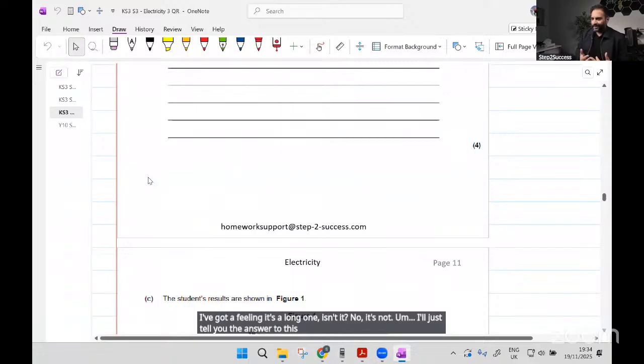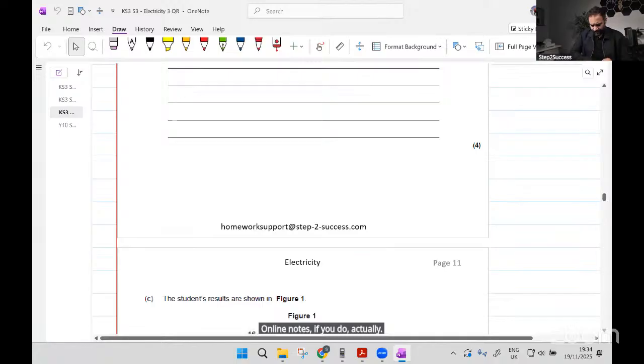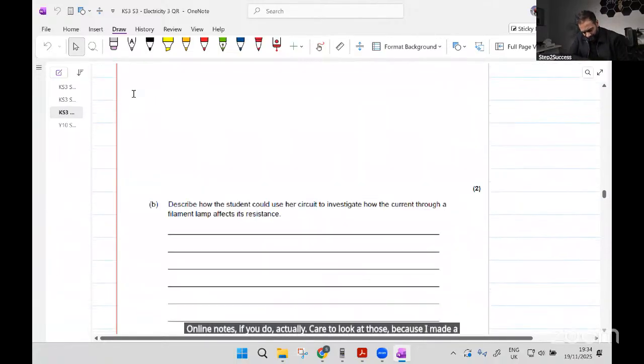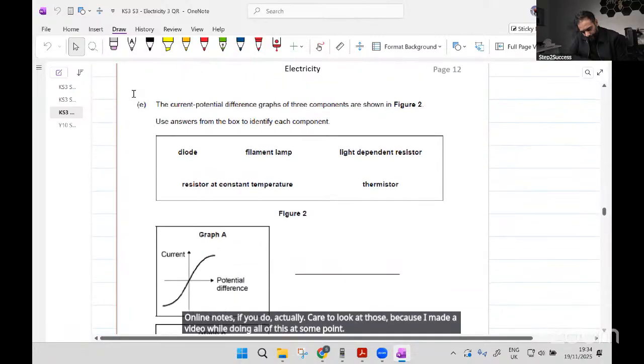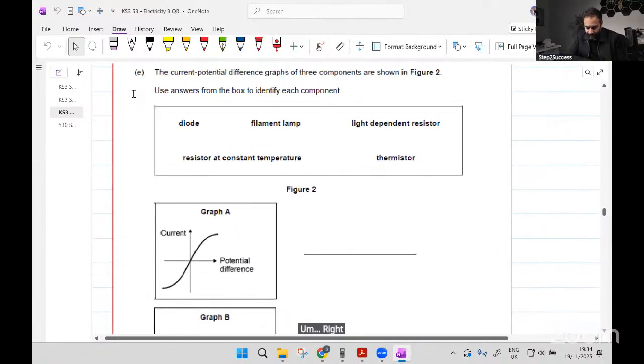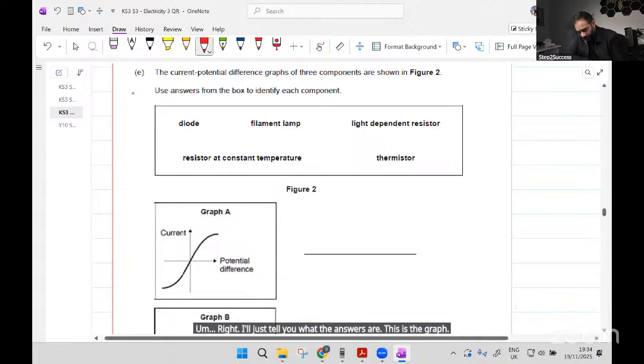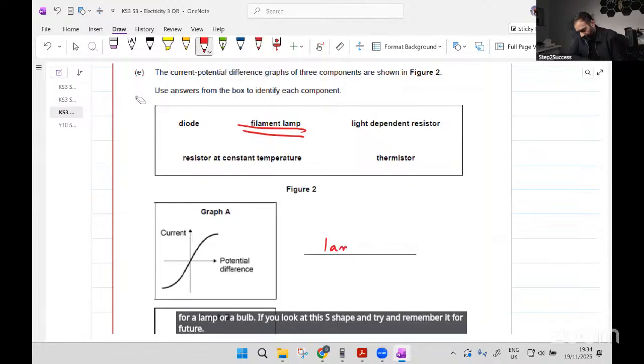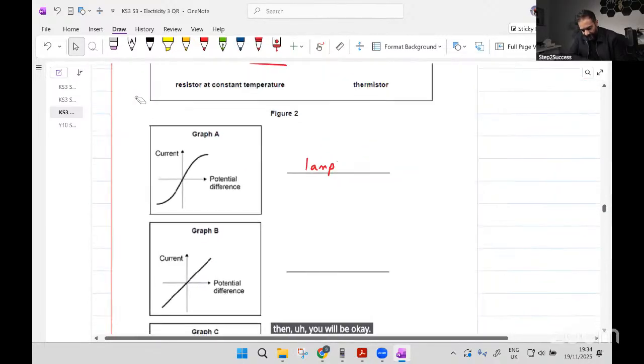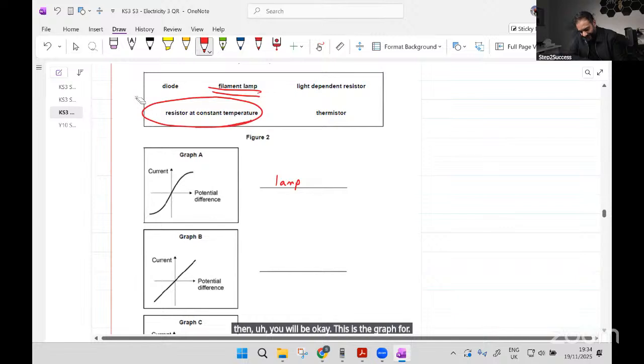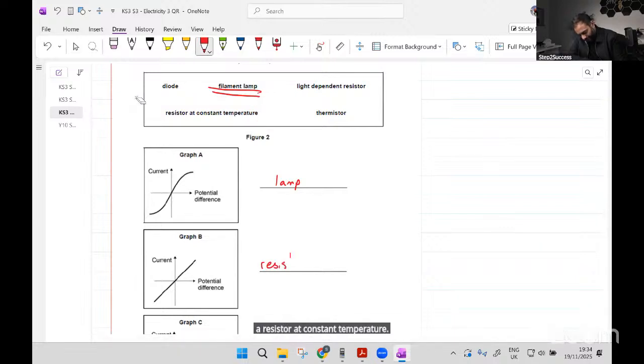Again, you may not have done this in the lesson, but it will be in your online notes if you care to look at those, because I made a video on doing all of this at some point. Right, I'll just tell you what the answers are. This is the graph for a lamp or a bulb. If you look at this S shape and try and remember it for future, then you will be okay. This is the graph for a resistor at constant temperature. Because if a resistor is at constant temperature, it means that the resistance doesn't change. And if it doesn't change, you always get a straight line here.